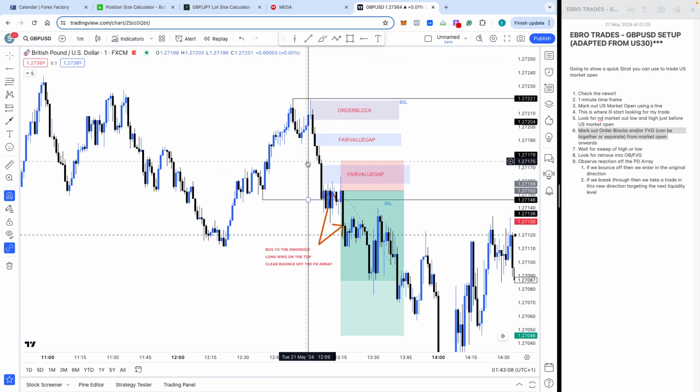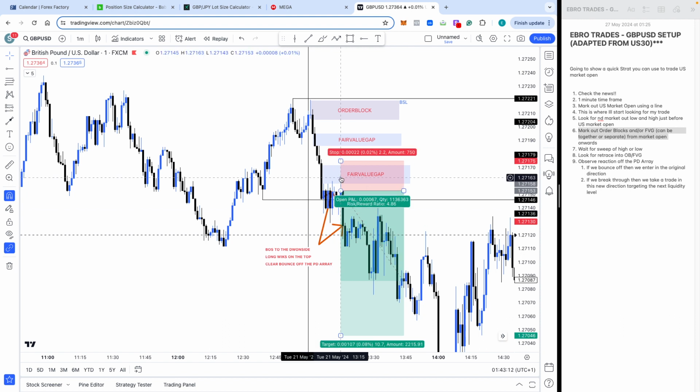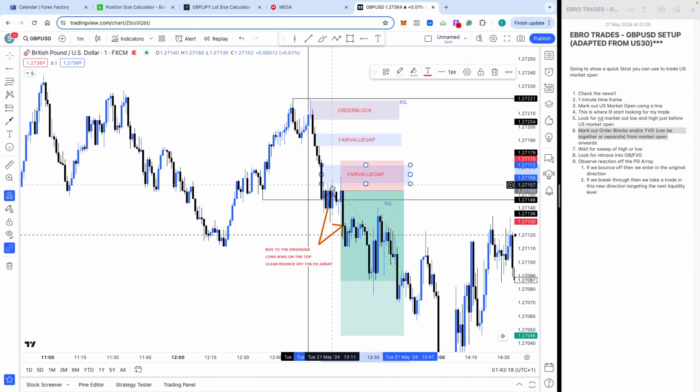Let me get rid of this arrow so I don't confuse you. As soon as we sweep sell side, we wait for retracement into either fair value gap or order block. In this case, we've retraced into this fair value gap and we've respected it. We can see a clear break of structure to the downside, which I've labeled with this red arrow over here. So you can see this right here is a break of structure to the downside. We can see big wicks on the top end of these candles when they enter the fair value gap, which just shows that we're going to respect the fair value gap.